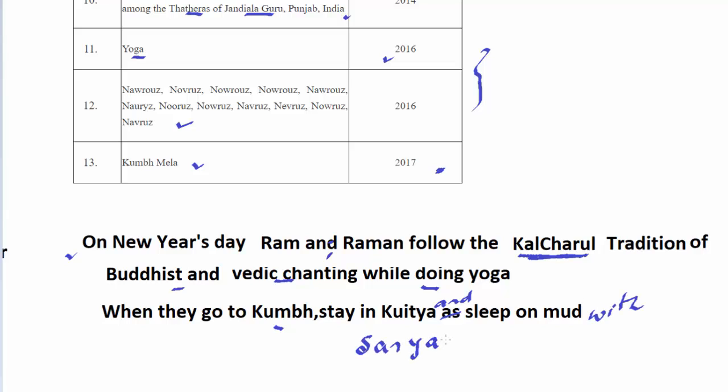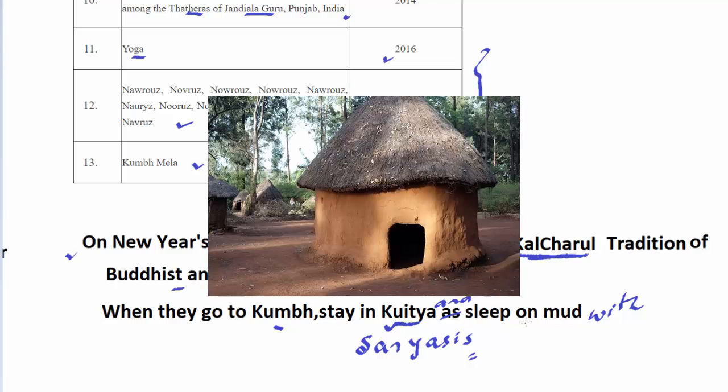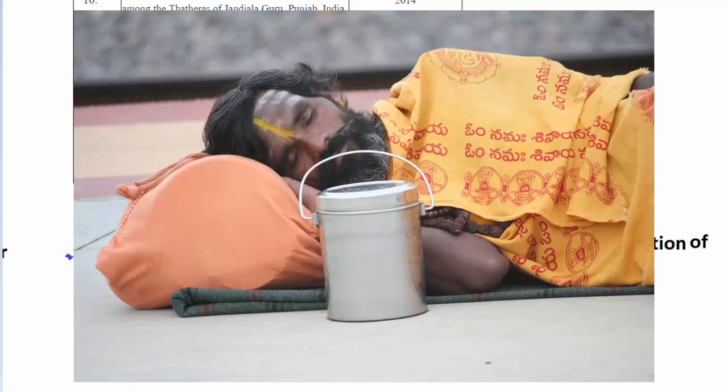So you may have seen in Kumbh Melas, there are so many huts built for the sannyasis. Sannyasis go there, they live in thatched roofs and do their rituals. So Ram and Raman also go to Kumbh Mela and they stay in Kutia. Kutia is a Hindi word. It means thatched roof. Our seers, our sannyasis used to earlier stay in Kutias. So they stay in Kutia and sleep on mud with sannyasis.